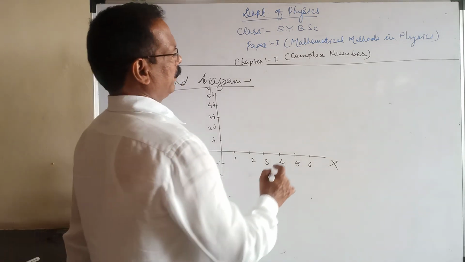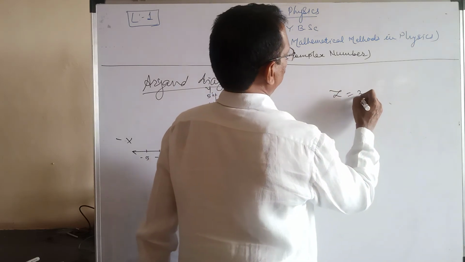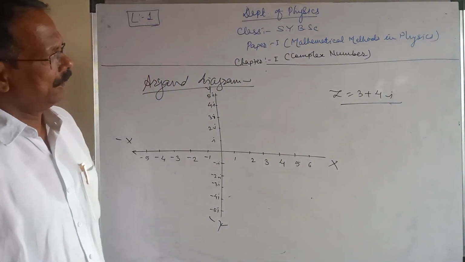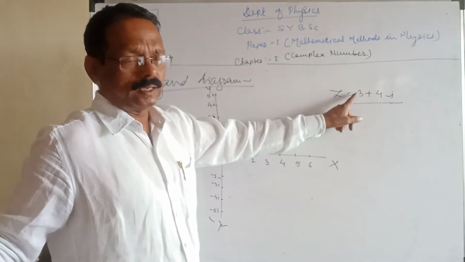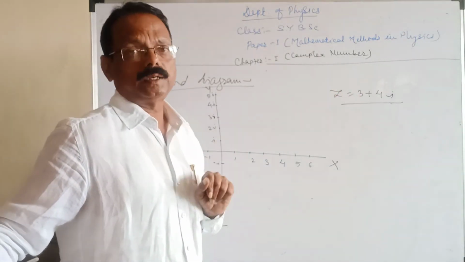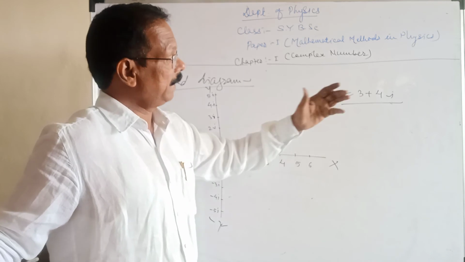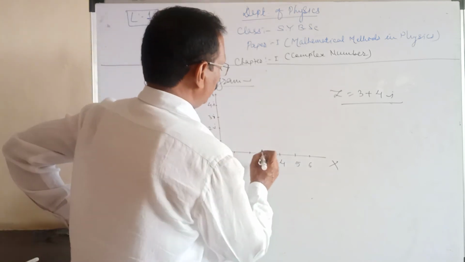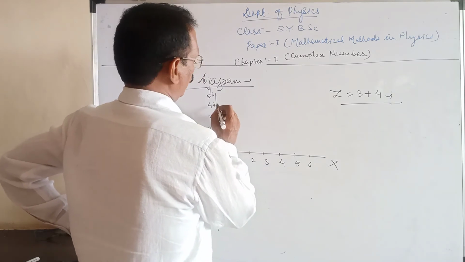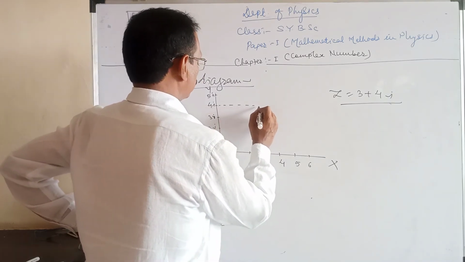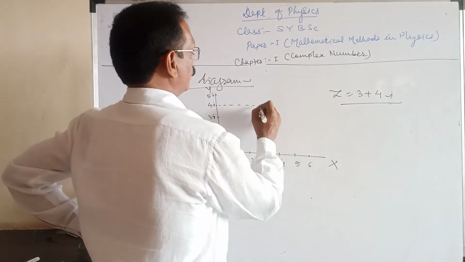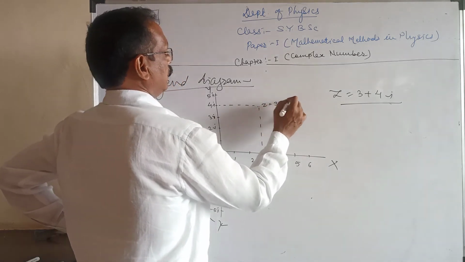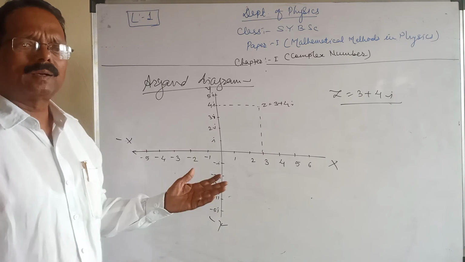Suppose a number is given, z is equal to 3 plus 4i. How can we plot the number? From this figure it is clear that the real part of the complex number is 3 and the imaginary part is 4. So it is very simple: it is 3 here and 4i here. So we can draw it. It is nothing but z is equal to 3 plus 4i. Similarly we can plot another number and so on.